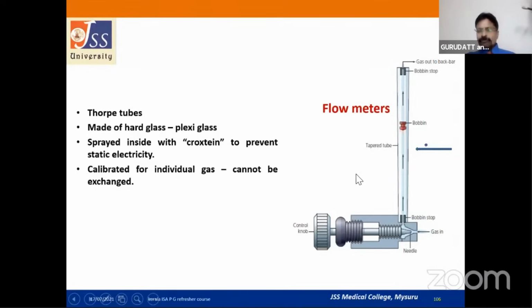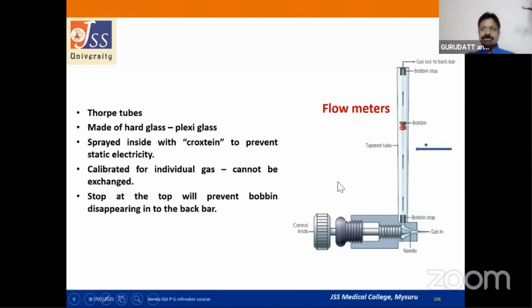And if you have two flow meters for each gas, like for low flow one tube and for high flows another tube, then each tube will have a single taper. So that is another thing which you should know. And another very important thing is that there is a stop at the top. This is again a safety feature. It prevents the bobbin from getting lost into the back bar.